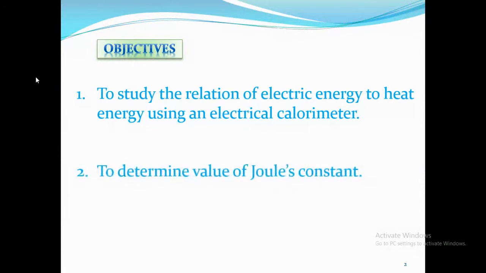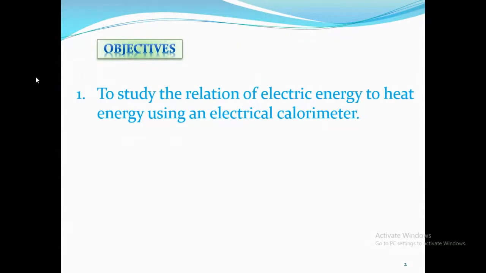The objective of today's experiment is to study the relation of electric energy to heat energy using an electrical calorimeter. So this is your device, and we are to convert electrical energy into heat energy.